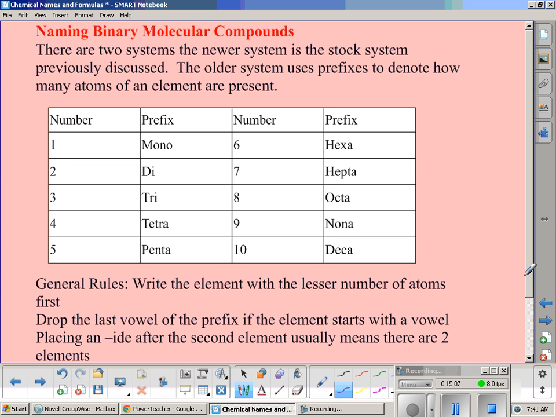Now let's make the switch to binary molecular compounds. There are two systems. The newer system is the Stock system, as we talked about already. The older system uses prefixes. The first thing you're going to do when you find a compound is determine whether the different elements have opposite charges. If they do, you go with ionic and simply balance the charges as we just did. But if they do not have opposite charges, you're going to need to use prefixes.